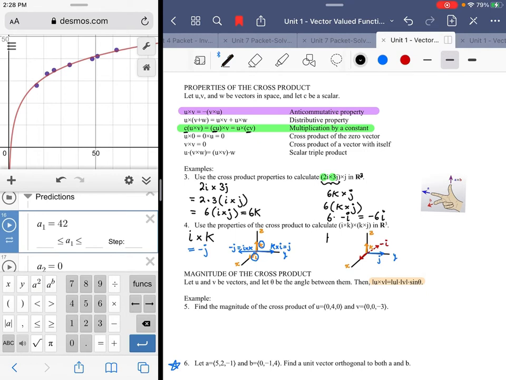So I know K cross J is equal to negative I. So as a result, I want negative J cross negative I. Okay, well, a couple of things I could do here. I could use my multiplication by a constant property to help out. I could also use the anti-commutative property by swapping the order and negating it.